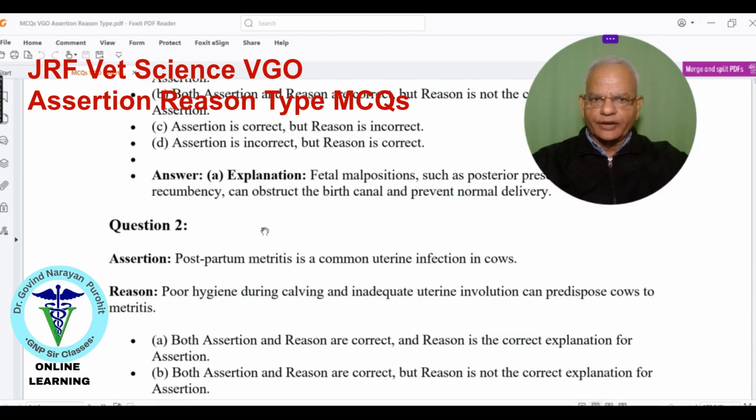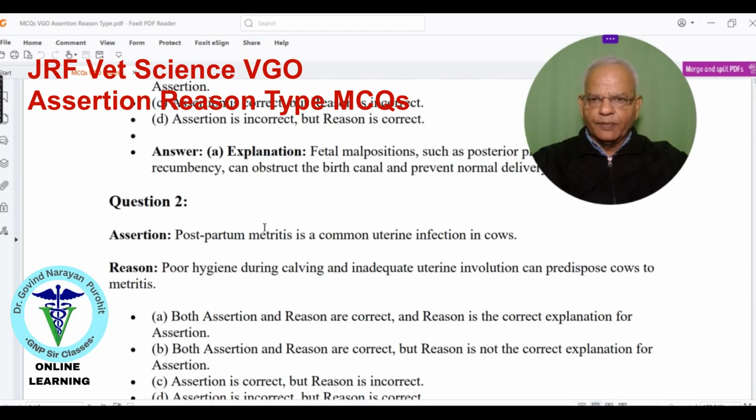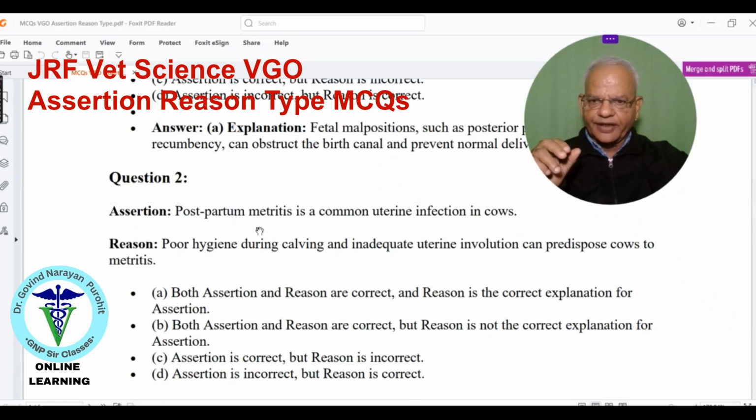Then question number 2, assertion reason type. Second question: postpartum metritis is a common uterine infection in cows, and the reason is poor hygiene during calving and inadequate uterine involution can predispose cows to metritis. Now, the options given are: both assertion and reason are correct, and reason is the correct explanation for assertion. Both assertion and reason are correct, but reason is not the correct explanation for assertion. Assertion is correct, but reason is incorrect. Assertion is incorrect, but reason is correct.